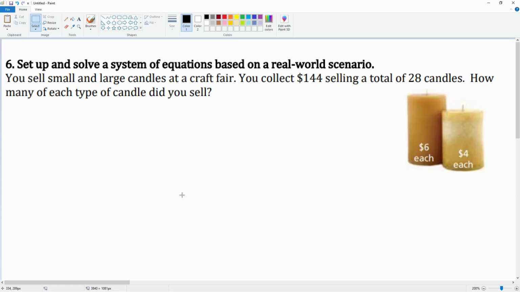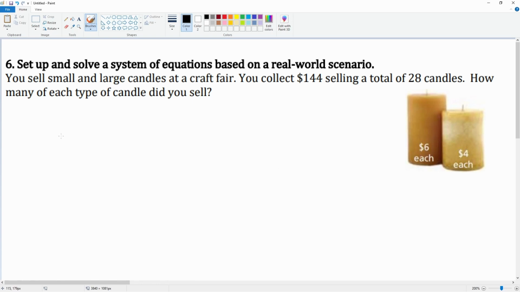Number 6, you're going to set up and solve a system of equations based on this real world scenario. You sell small and large candles at a craft fair. You collect $144 selling a total of 28 candles. How many of each candle did you sell? Well, here we have to set up a system of equations.